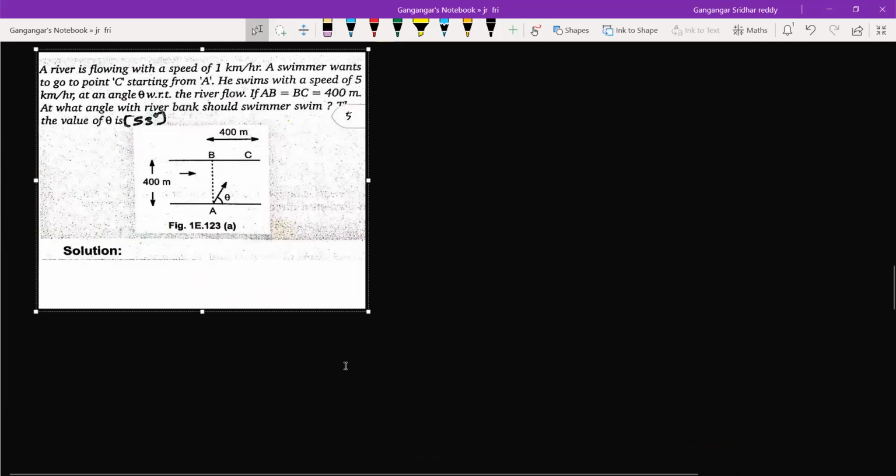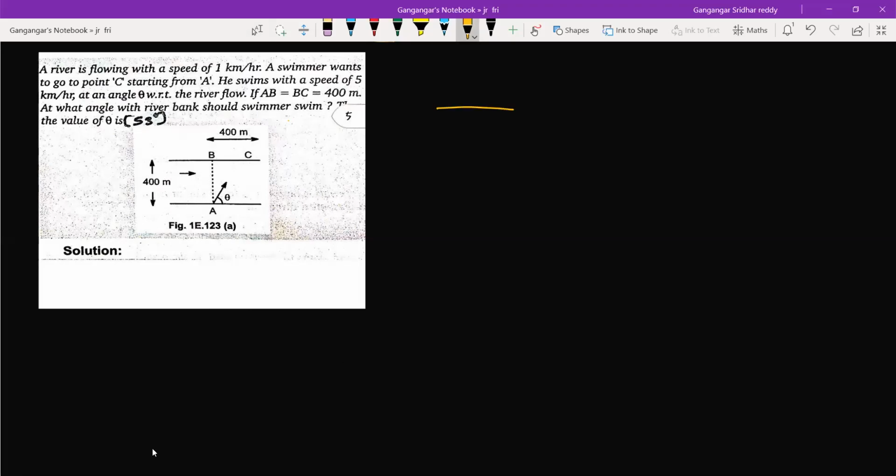A river flowing with a speed of 1 km per hour, a swimmer wants to go to point C starting from A. He swims with a speed of 5 km per hour at an angle theta with the river flow. If AB equals BC equals 400 meter, at what angle with the river bank should the swimmer swim? The value of theta is asked. So always the angle is measured with respect to the river bank, not with respect to AB. To make the problem simple, we took AB in the previous problem, but always the river bank is preferred. Now, what is the condition given? The path is specified. It's telling that the path is specific.